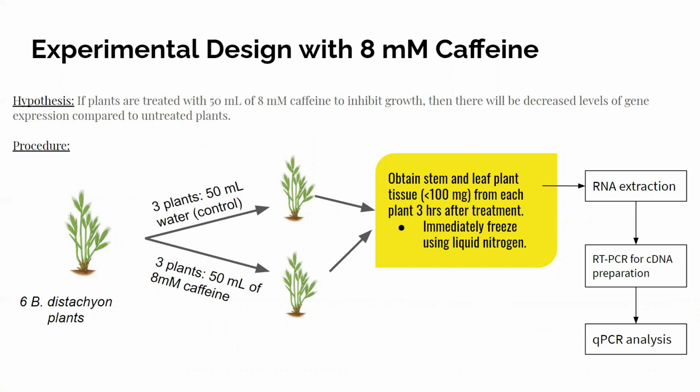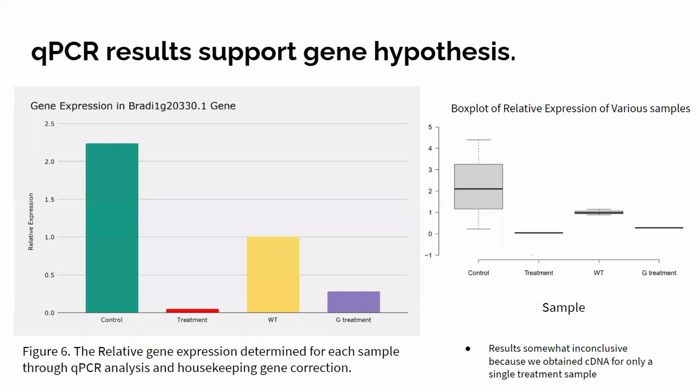From there, after treating the plants, we let it sit for about 3 hours, and then we froze it down using liquid nitrogen. And then from there, we did an RNA extraction, and then ran a PCR, and then we did a PCR analysis, which gave us our results, and our results basically supported our gene hypothesis.